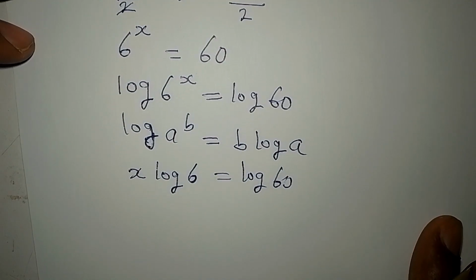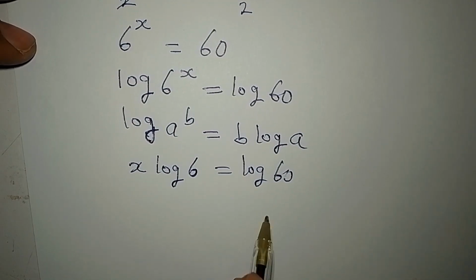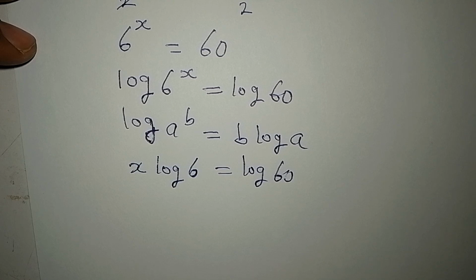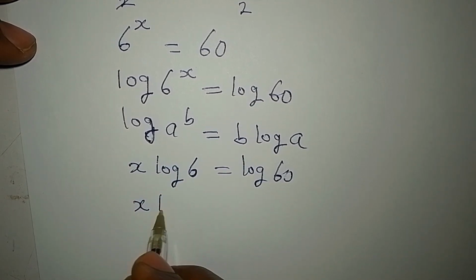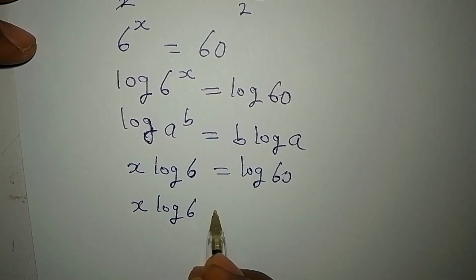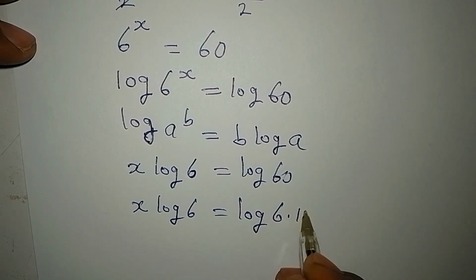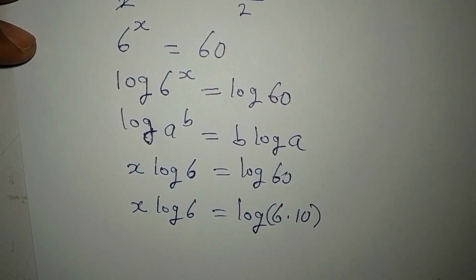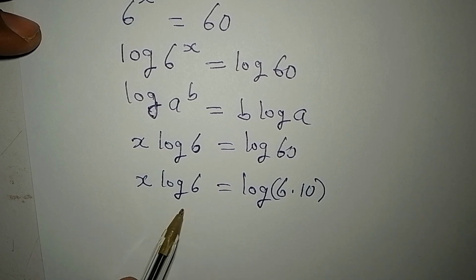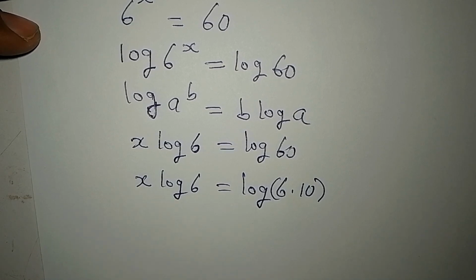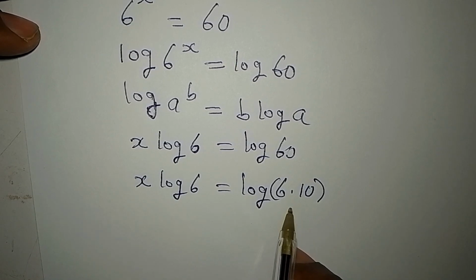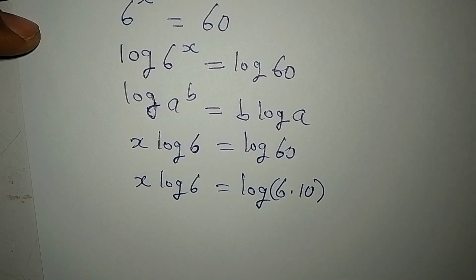So what do we do next? Remember, we can break this log 60 into 2. So we have x log 6 equal to log of 6 multiplied by 10. I'm having 6 by 10 because we have log 6 on the other side, so we needed to bring out 6 on the other side.